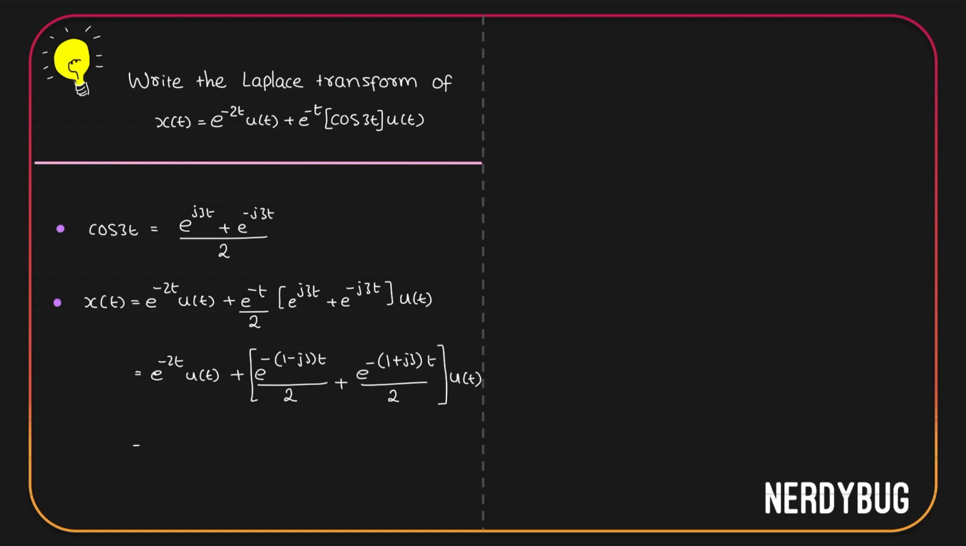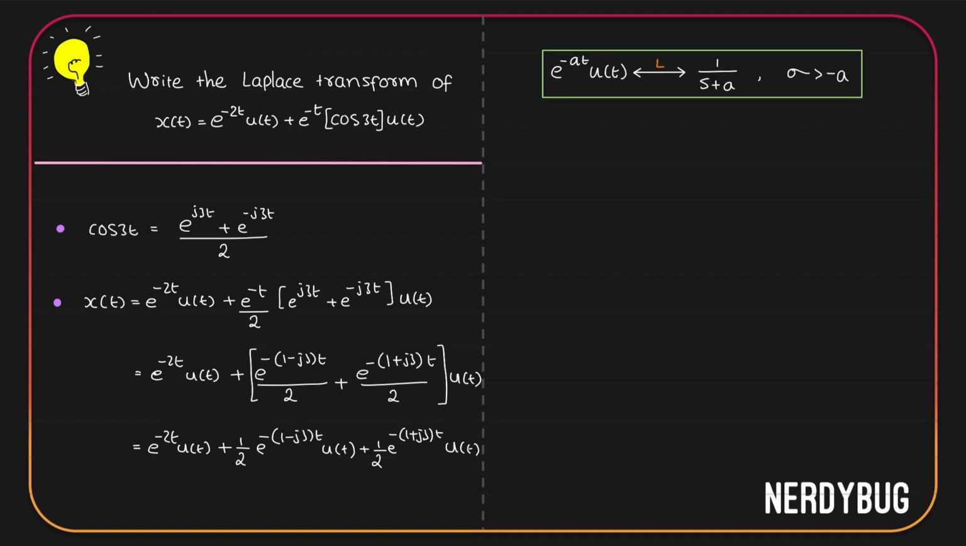So x of t has three terms. The first one is e raised to minus 2t u of t. The second one is 1 by 2 e raised to minus 1 minus j3 t u of t. And the third one is 1 by 2 e raised to minus 1 plus j3 t u of t. Now, these are all of the form e raised to minus at u of t. Let us take one by one.